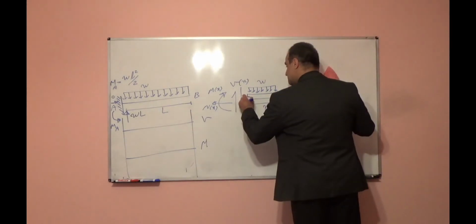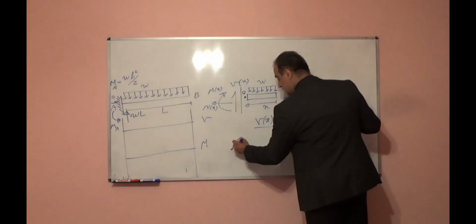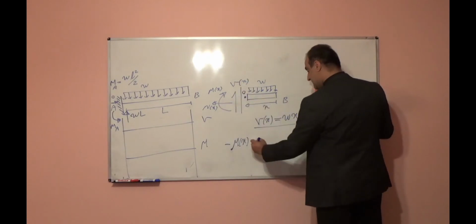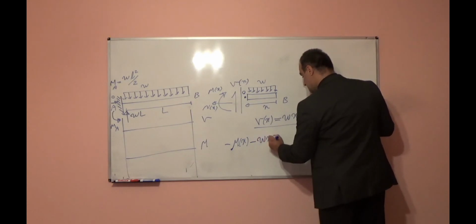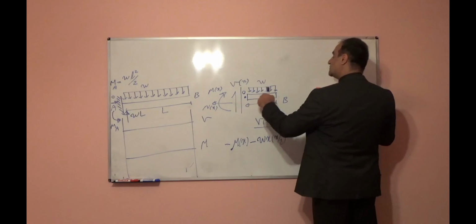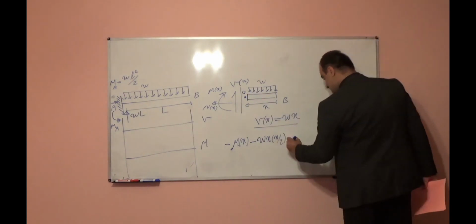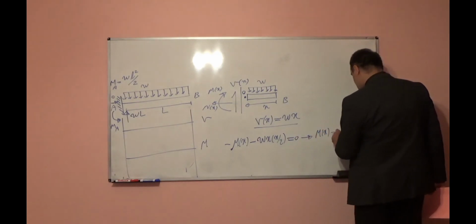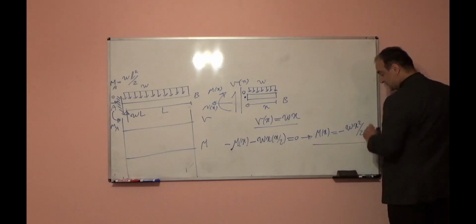If I take moment with respect to the cut point O, what is the moment? Moment M x minus, because it is clockwise, minus W times X over 2. It wants to rotate this segment with respect to point O clockwise, so it is negative, and it is equal to 0. From here, M x will be equal to negative W x squared over 2.